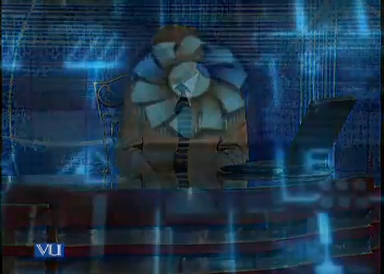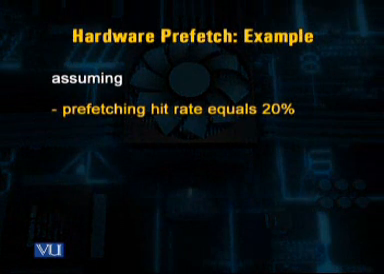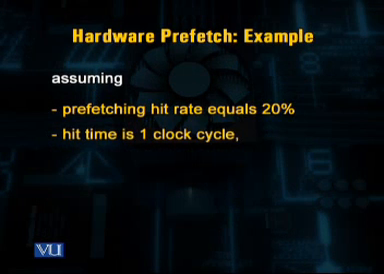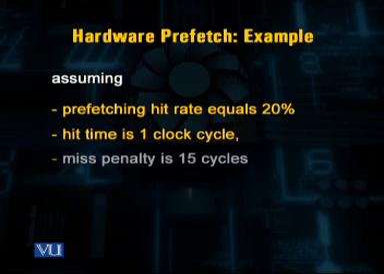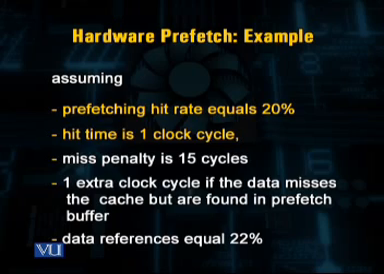In order to solve this example, we assume that the prefetching rate is equal to 20%. Hit time is 1 clock cycle. The miss penalty is 15 cycles. And the data references equal 22%. And 1 extra clock cycle is to be used if the data misses the cache but is found in the prefetch buffer stream. Let us see how we can solve this problem.